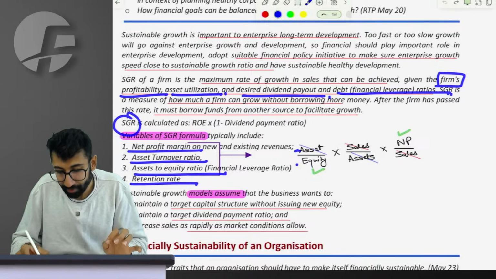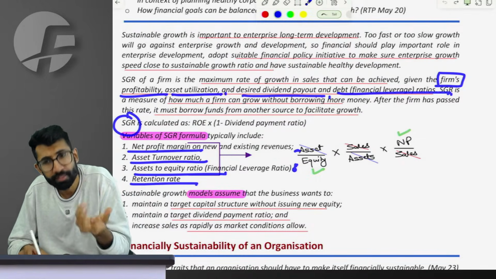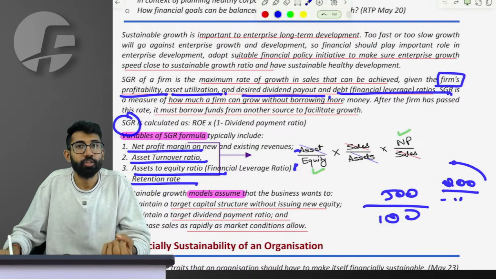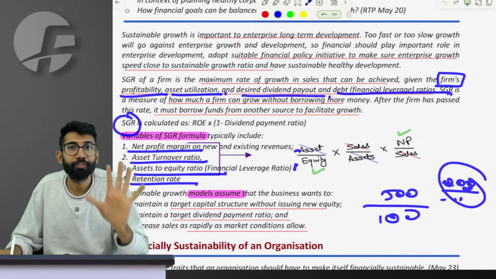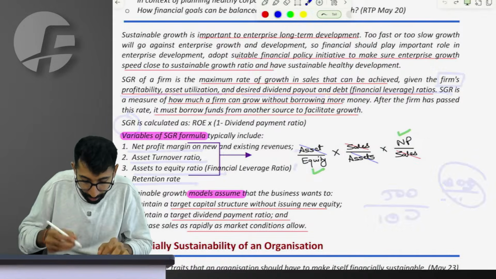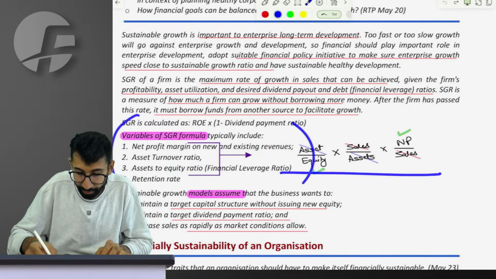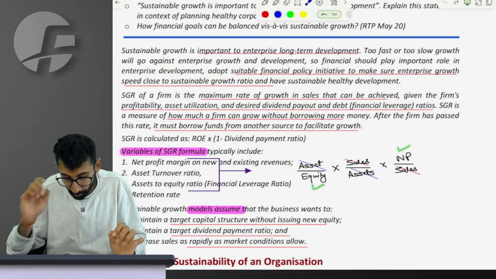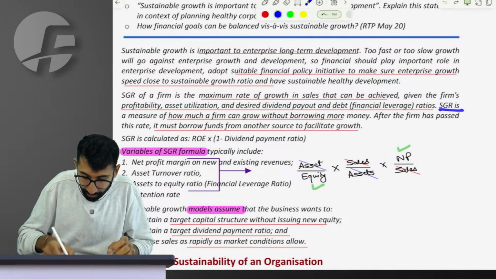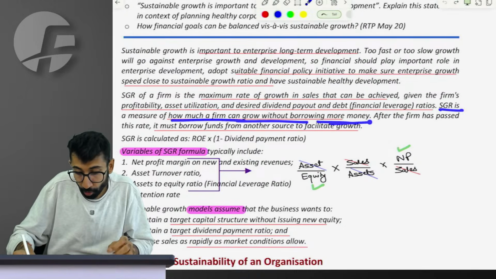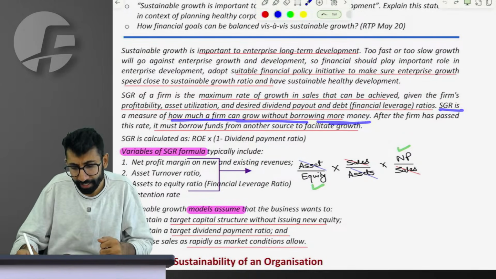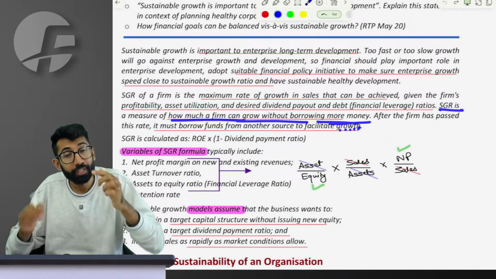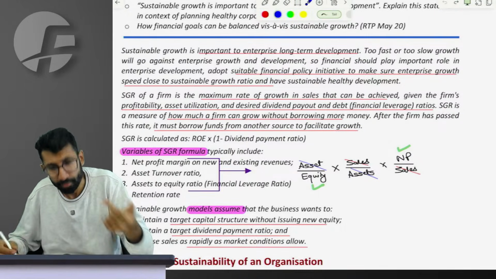Do you agree? If the asset to equity ratio is, for example, equity is 100, asset is 500, it automatically implies 400 is debt. So indirectly it is telling you about the level of leverage your company has, which is how sustainable growth rate is calculated. And the point is that my company's growth should be close to the sustainable growth rate. Sir, it tells you how much a firm can grow without borrowing more money. Although the line is not 100% correct, the actual line is how much a company can grow without changing the capital structure. Sir, isn't it the same?